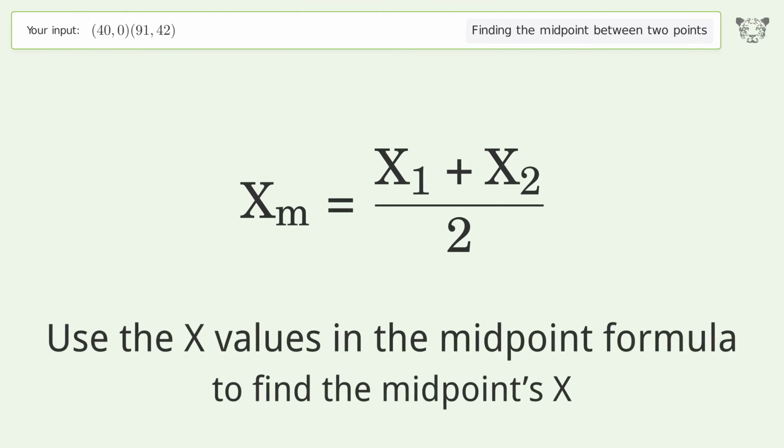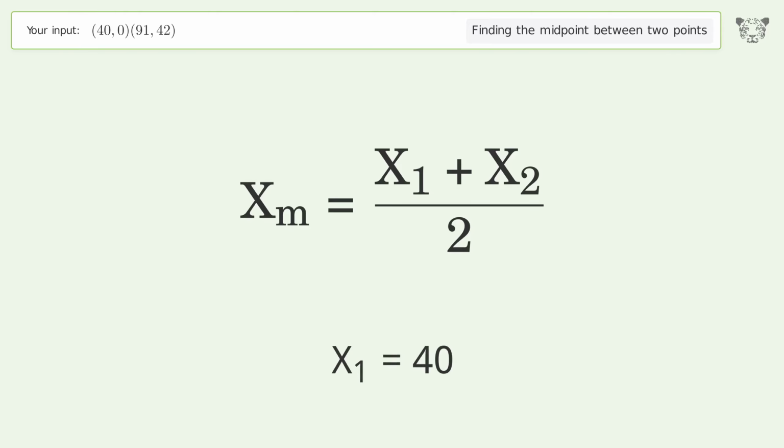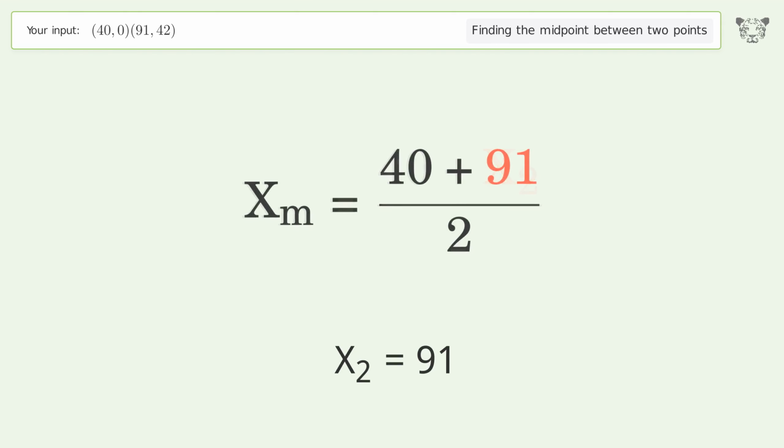Use the x values in the midpoint formula to find the midpoint's x. x1 equals 40. x2 equals 91. Simplify the arithmetic.